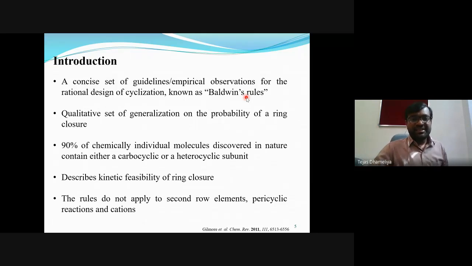Friends, these are the rules which are a kind of guidelines, kind of observations, or rational design of cyclizations. And they will ensure some qualitative set of generalization on the probability of a ring closure. It is a kind of qualitative set, means whether cyclization will occur or cyclization will not occur.